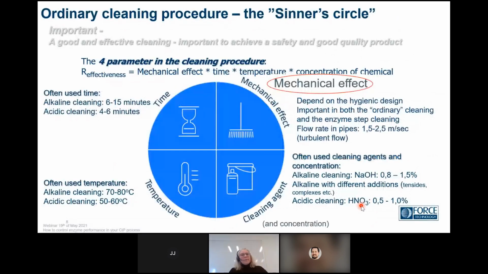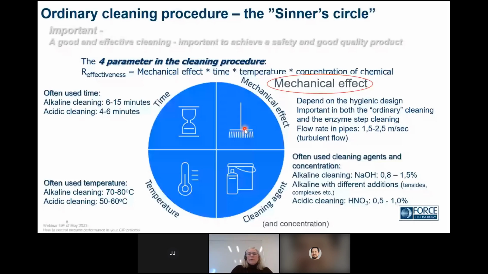When we are looking at the cleaning procedure in general in the industry, then we have this Sinner's circle. We are talking here about CIP, or cleaning in place. That is cleaning of the closed system, pipes, tanks, and so on. So when we have these four parameters, we have to optimize these. So if the agent is maybe a little bit smaller here, the other parts have to be bigger to fill out the circle.